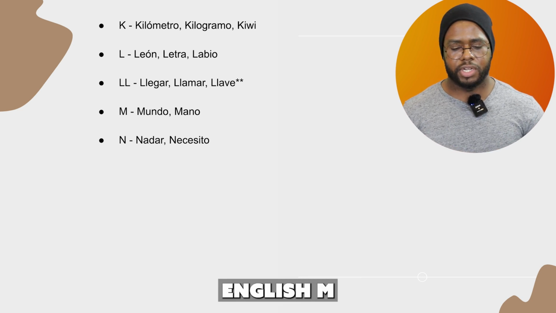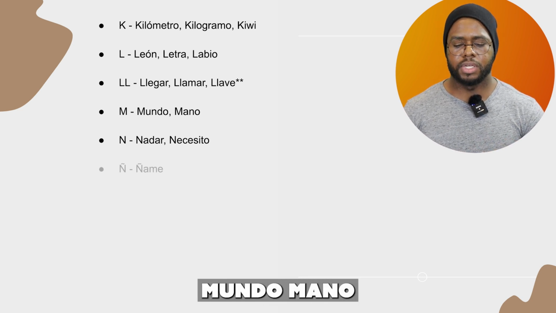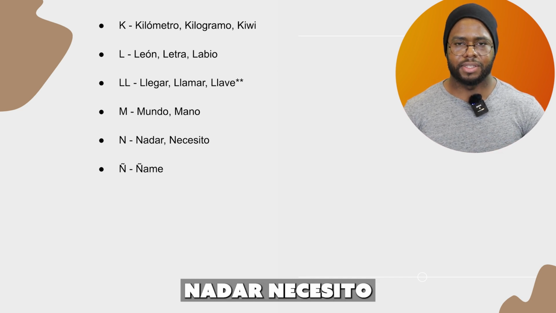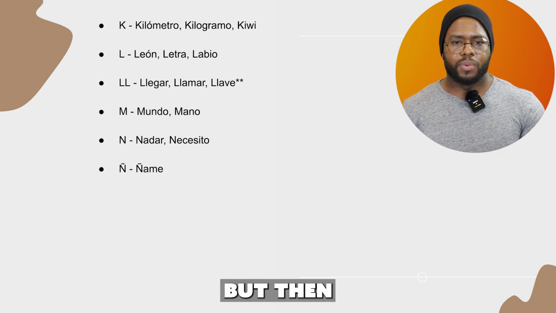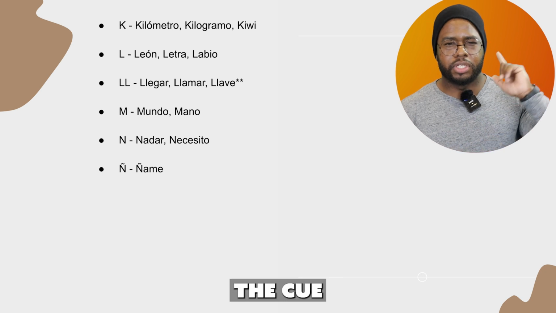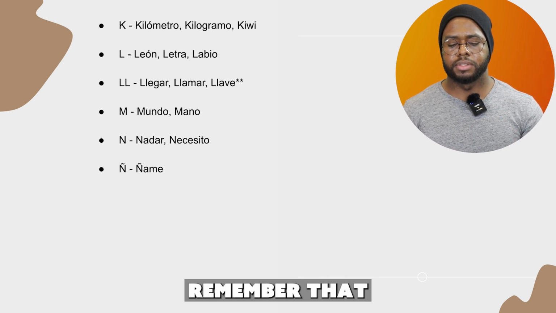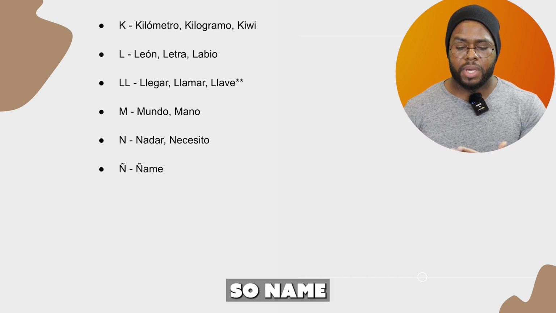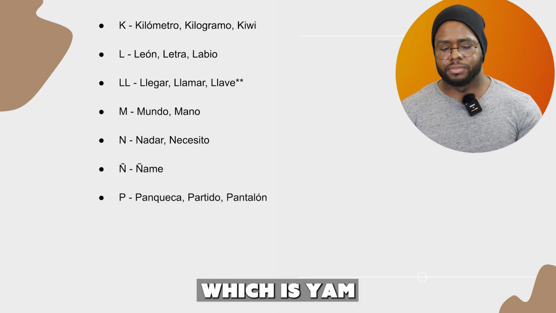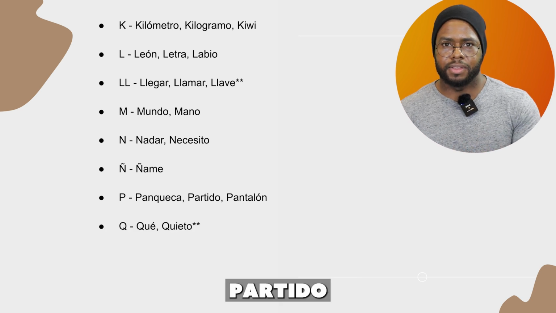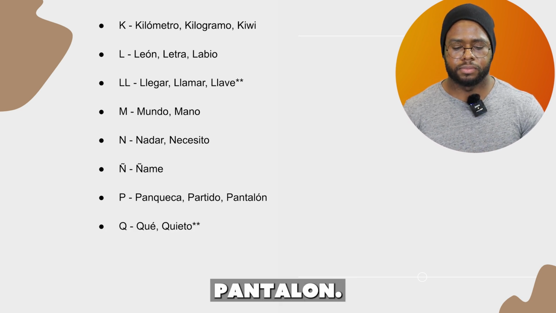M, just like an English M, mundo, mano. N, just like an English N, so nadar, necesito. But then we have Ñ. Remember the cue I gave you with the onion, right? You want to remember that. So ñame, for example, which is yam. P is just like the English P, so panqueca, partido, pantalón.